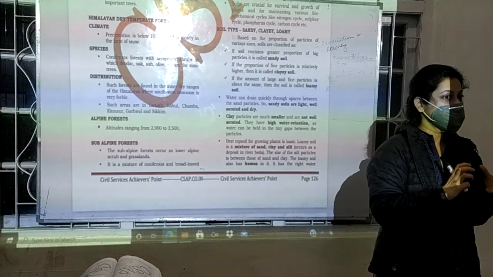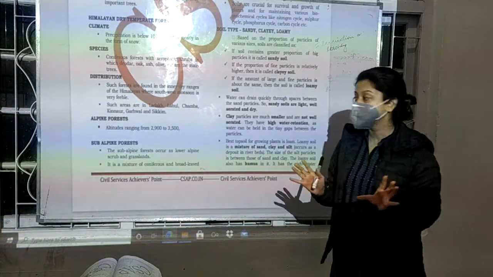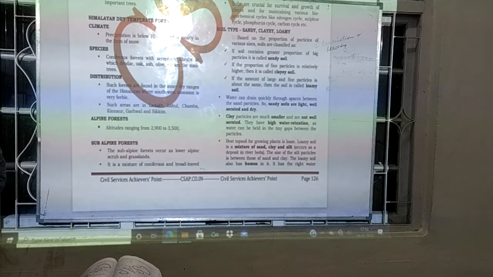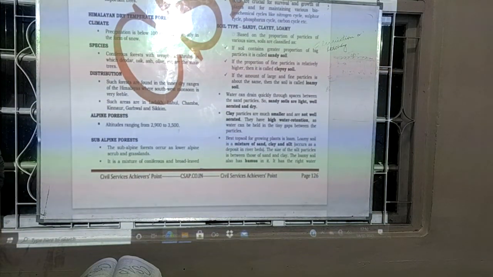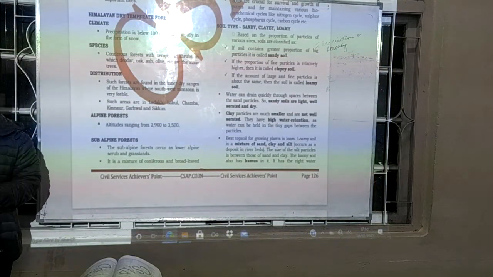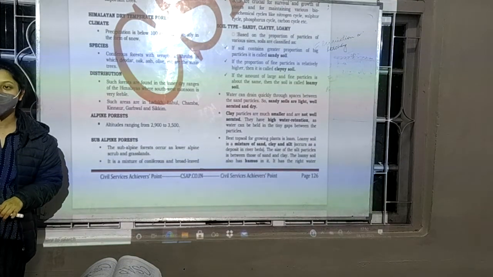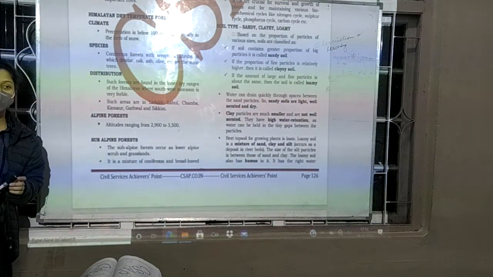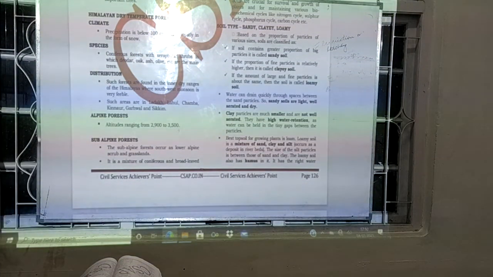Sand, clay and loamy seem similar, right? But see, there is some difference. Based on the proportion of particles, soils are classified. If the particles are bigger, it is called sandy soil. If the proportion of fine particles is higher, then it is clay soil. And if large and fine particles are about the same, it is called loamy soil.